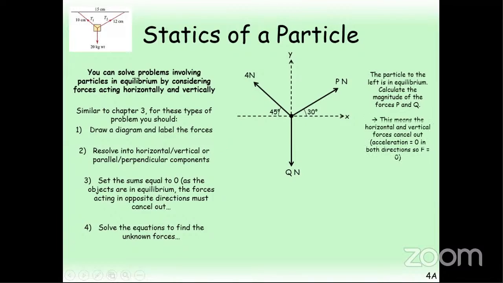So when we begin resolving, we're saying the particle is in equilibrium. This means that the horizontal and vertical forces cancel out. So let us begin with the P. It has the horizontal component, which is marked in blue. The trigonometry, for some of us who have studied. So what will be the vertical component of P?